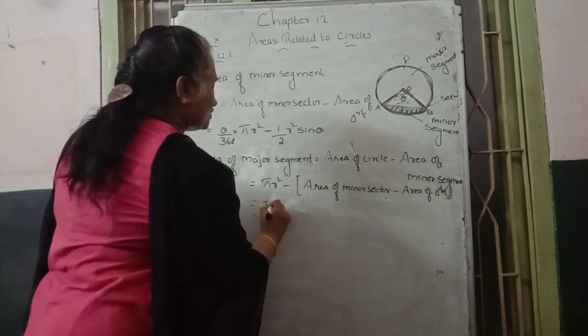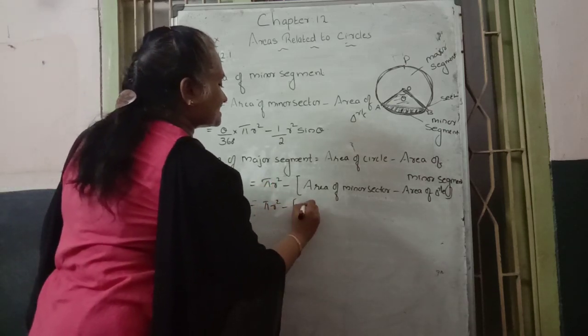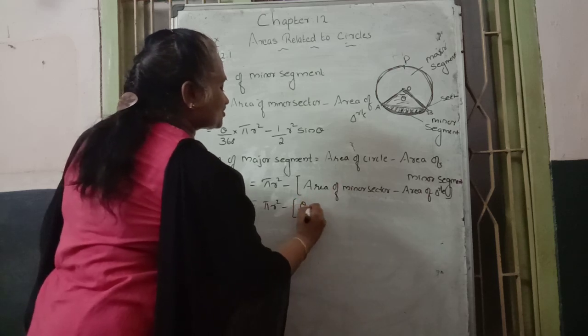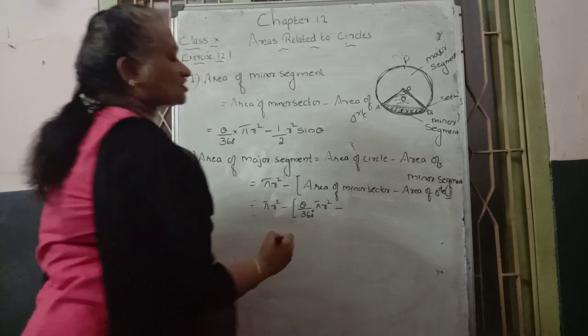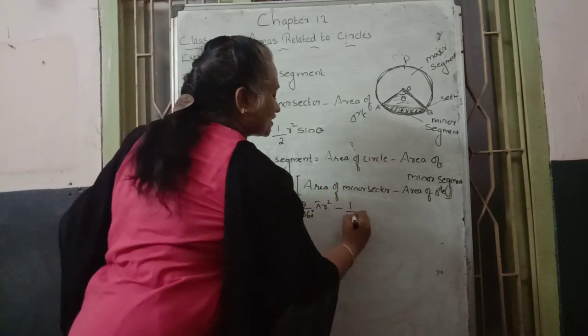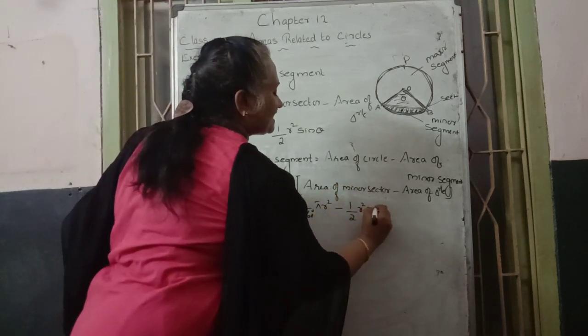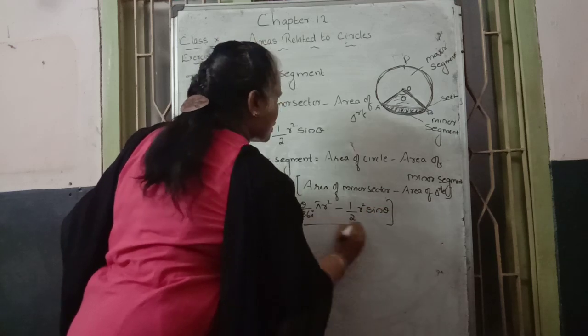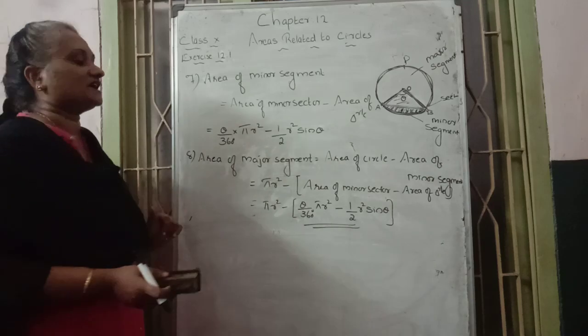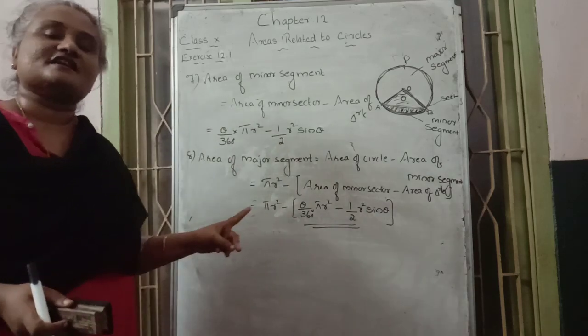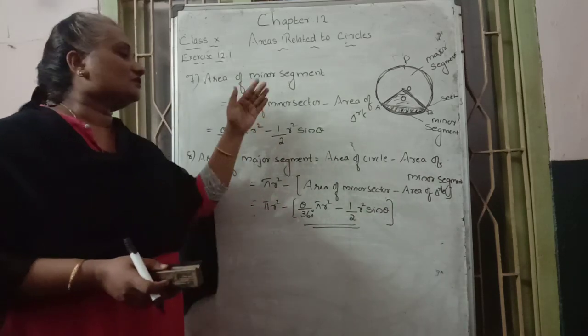So pi r square minus the area of the minor sector. The minor sector formula is theta by 360 degree into pi r square. Area minus the area of the triangle: half r square sin theta is the area of the triangle, or half into base into height formula. You can apply this. These are the formulas related to this chapter.